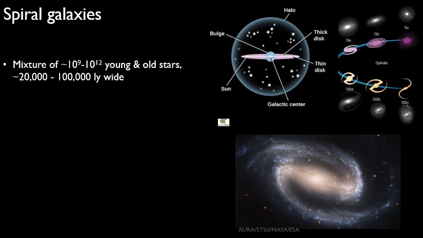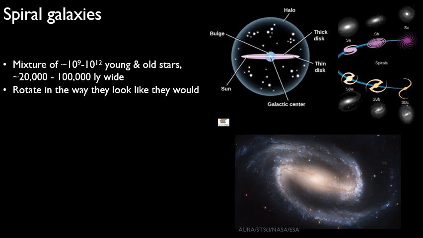So typically you're somewhere between 1 billion and 1 trillion stars, young and old. These are typically about 20,000 to 100,000 light years wide. If you remember the introduction to Milky Way structure, then you know that the Milky Way is actually pretty big. It's on the high end of the stats here.